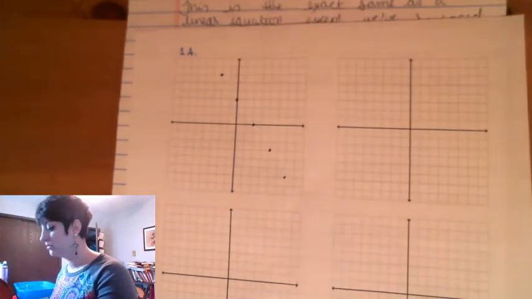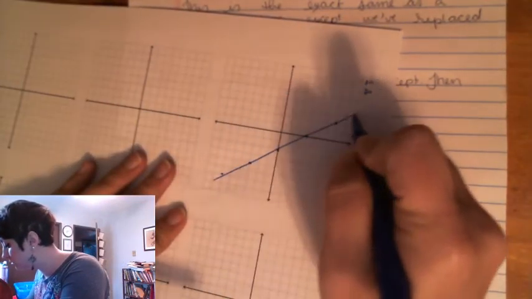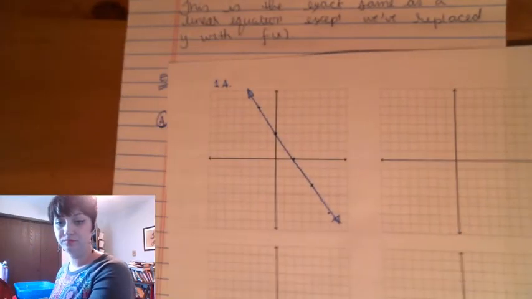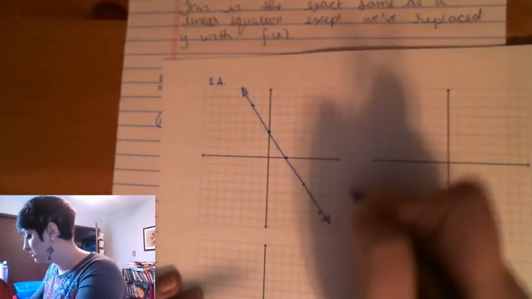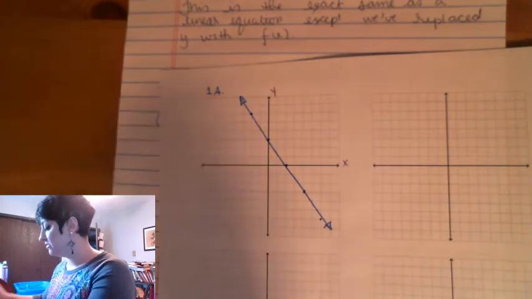All right. So I get these dots and I can fill in my line. Okay. When I look at this, this does have a negative slope, and this is my p of x.